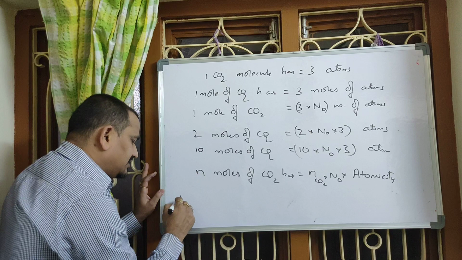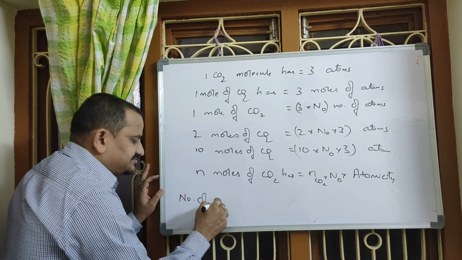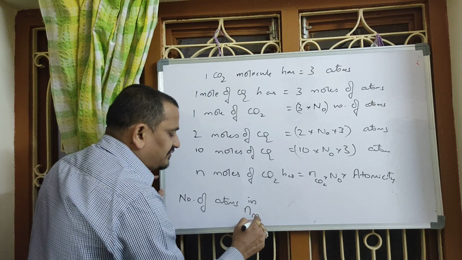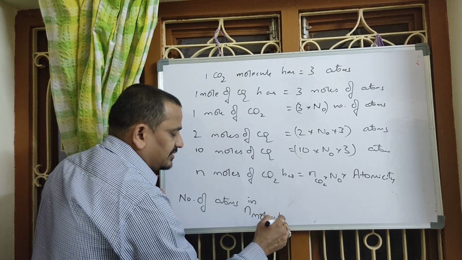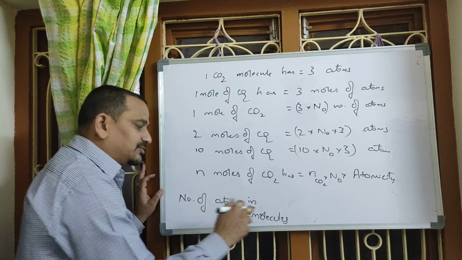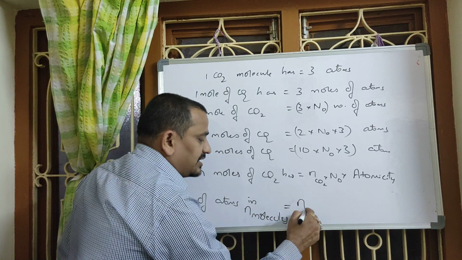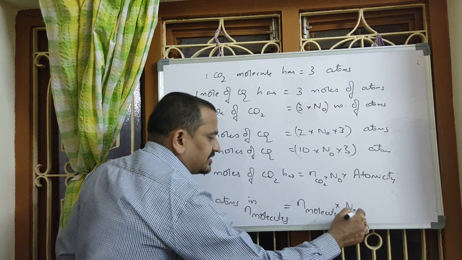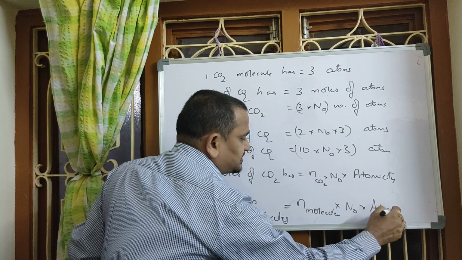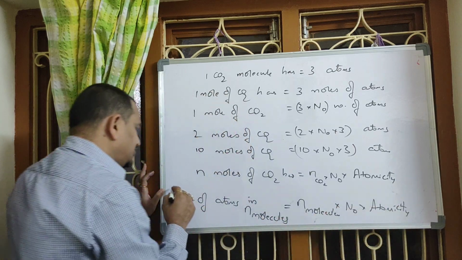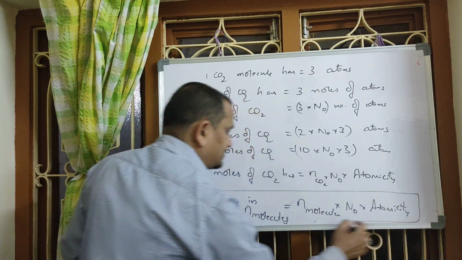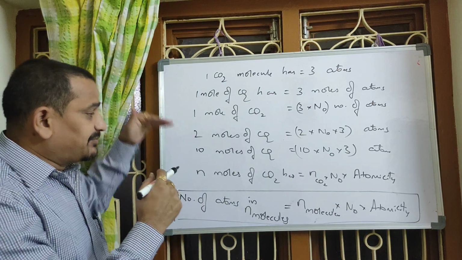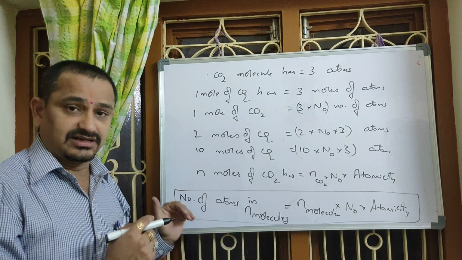So what's the final formula? Number of atoms, what's the final relation we can generate? Number of atoms present in N moles of molecules is equal to number of moles of molecules into Avogadro number into atomicity. So this is a new relation based on which sometimes questions will be asked. Understood? Go through this. This approach is very helpful for a beginner actually.